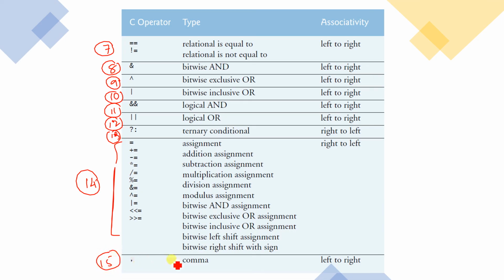This is having the lowest precedence, the comma operator is having the lowest precedence among all the operators. So whenever you need the precedence, you can directly watch this video and go to the last 3 slides. You will get everything about precedence and your associativity rule.